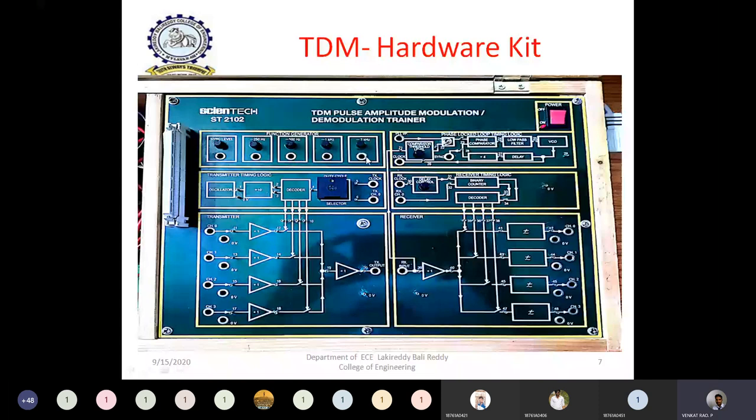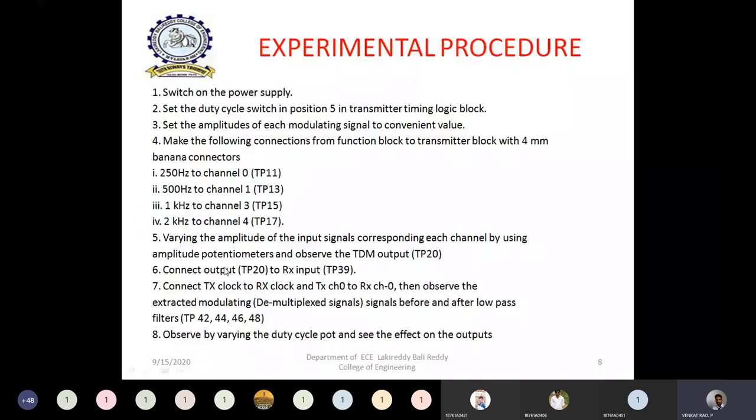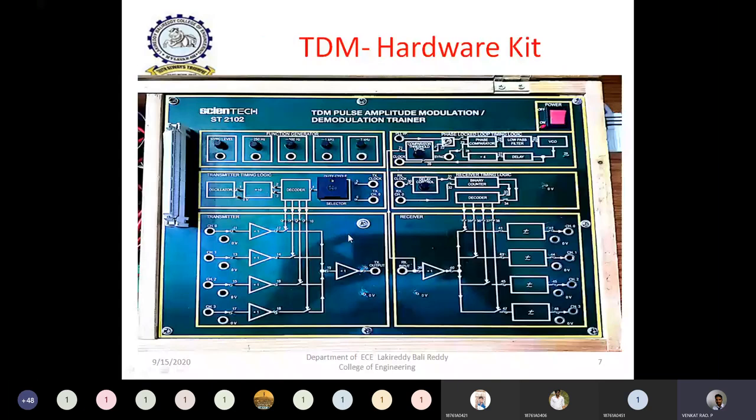Here, actually there is an experimental procedure, but I am not going through each and every point in it. I am directly going through this hardware kit, and by looking at the kit itself, I am going to explain the procedure of doing this experiment. The first step is to observe the number of input signals given in this particular kit.